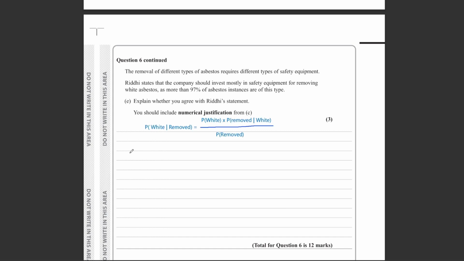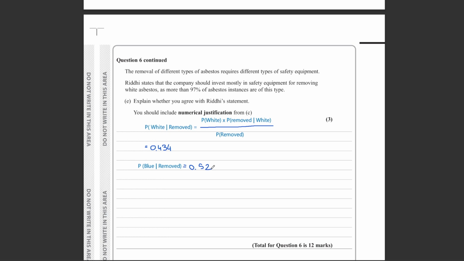In question E, we can first find the probability of white given that it's removed. That is 0.434, and we had that blue, given that it is removed, the probability was 52%. And to compare with blue, given that it's removed, that was 0.52, so 52%.